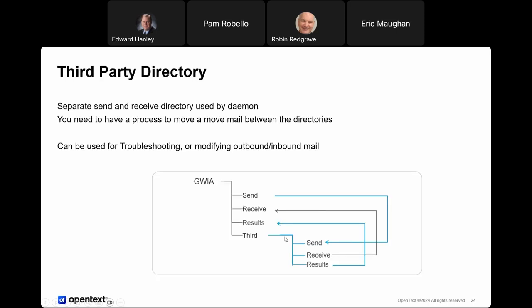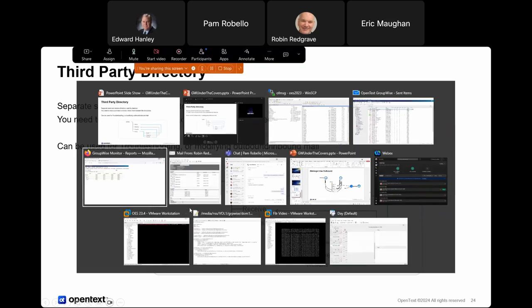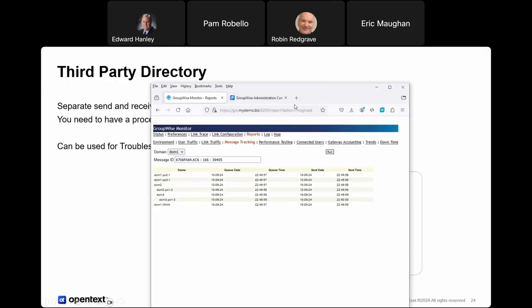Something I wanted to just mention is the third-party directory on the GUIA. Remember that we have the GUIA, and we've got that SMTP daemon that's sending and receiving the messages. They're both typically looking at the same directory structure. So the GUIA puts a message in the send queue and the daemon picks it up and sends it. But what we can do, and let me just show you where this is set, because this comes up occasionally.